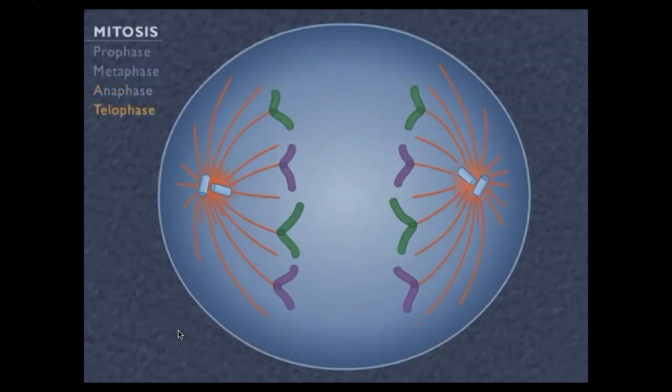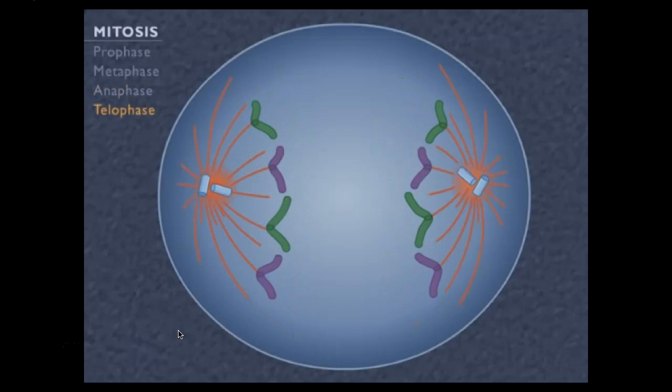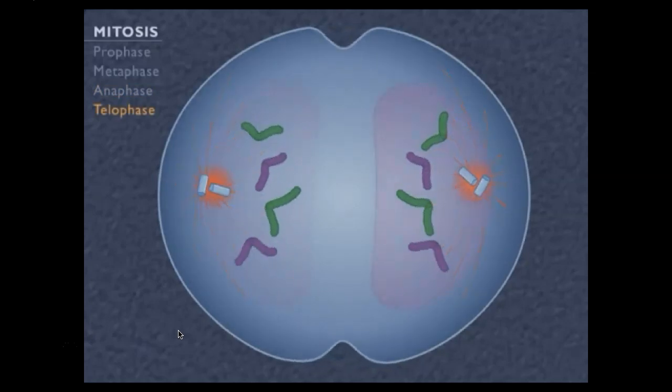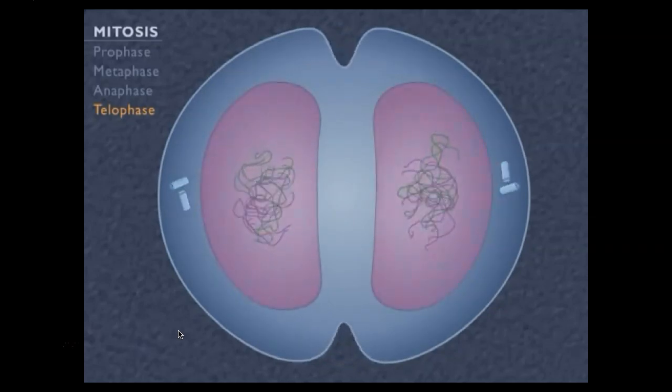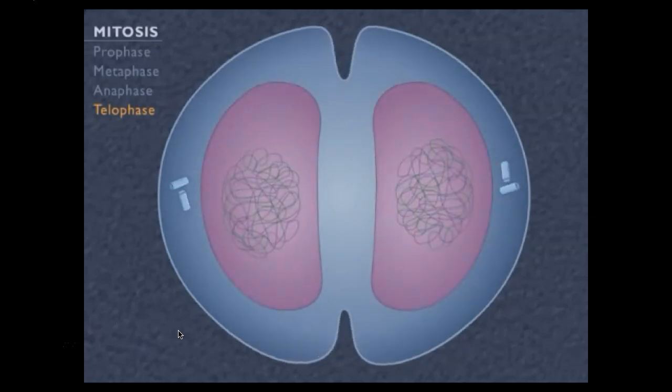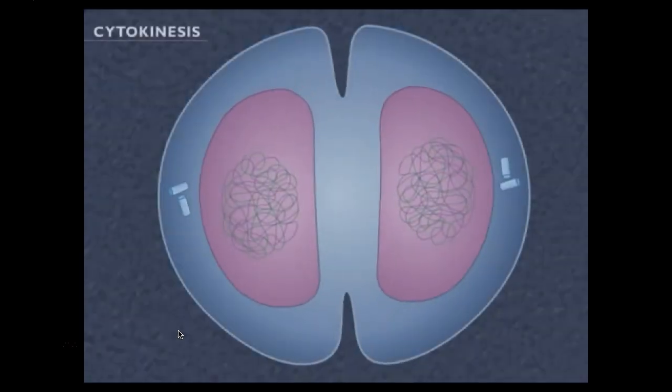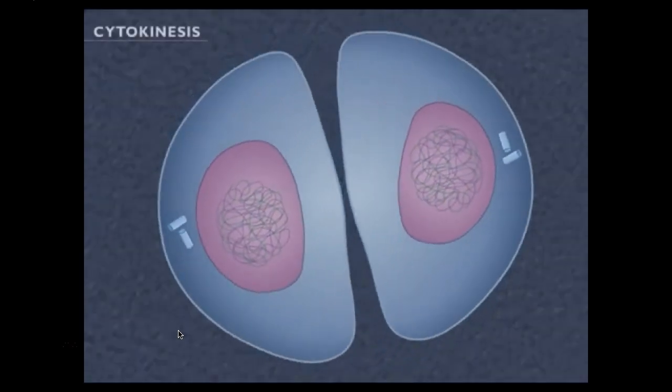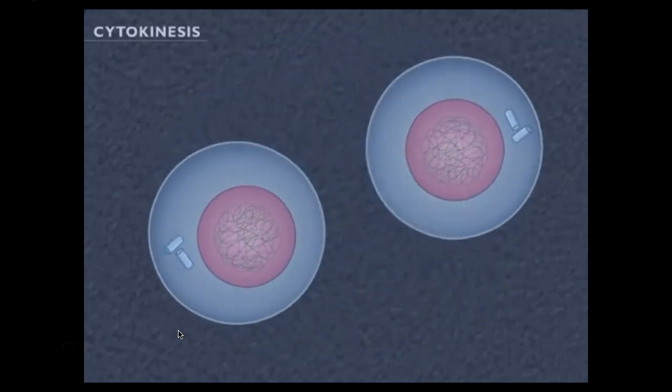In telophase, the 2 groups of chromosomes reach the opposite ends of the cell. As a new nuclear envelope starts to form around each group, the chromosomes uncoil and the spindle disappears. The division of the cytoplasm and organelles is called cytokinesis, or the C phase. The result of mitosis and cytokinesis is the formation of 2 genetically identical cells.